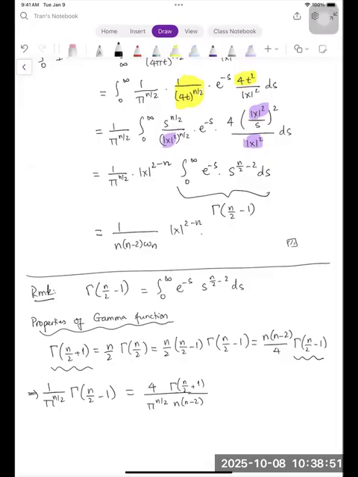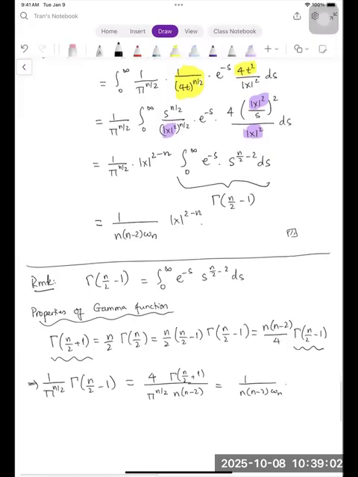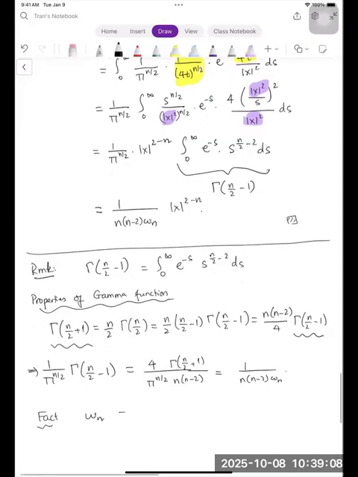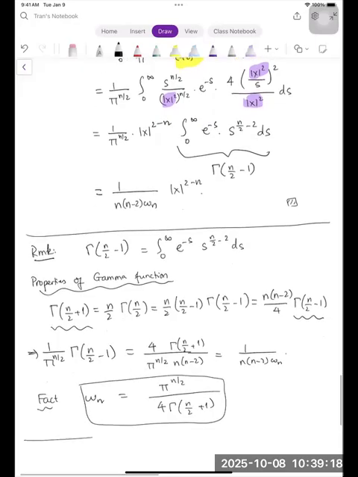And as a matter of fact, what is known is that this is exactly 1 over n times n minus 2 omega n, where we use the fact that the volume of a unit ball in Rn is nothing but pi to the power n over 2 over gamma of n over 2 plus 1. So that is a fact, just a constant.